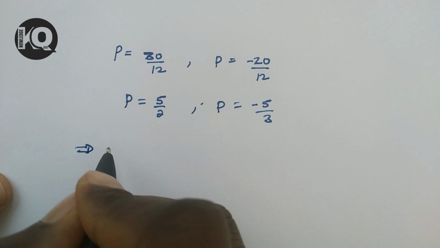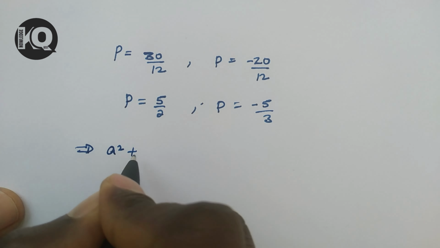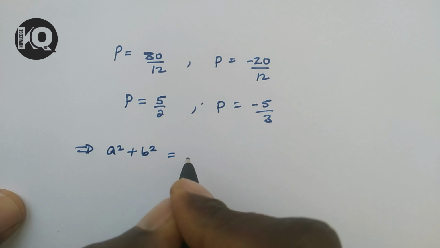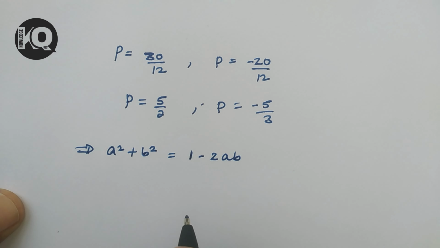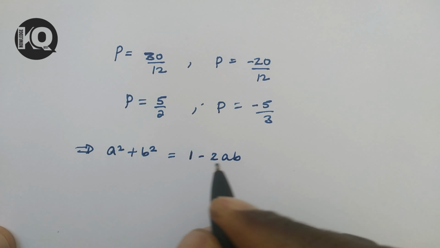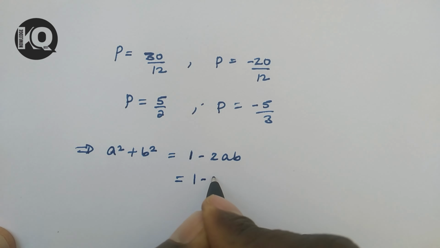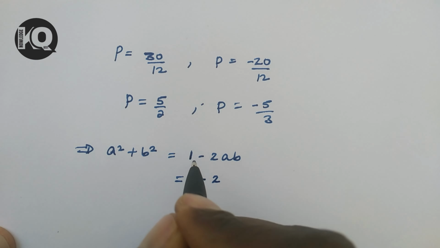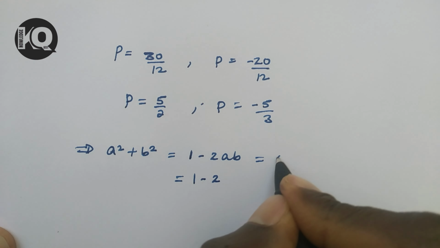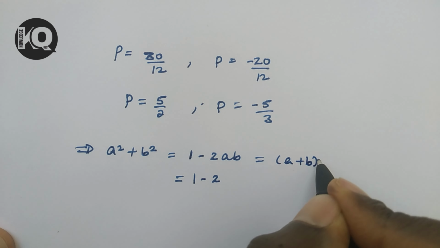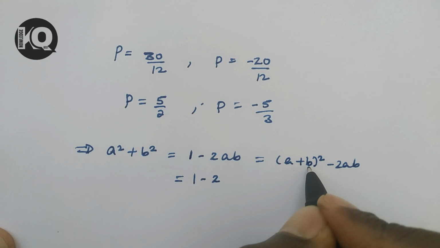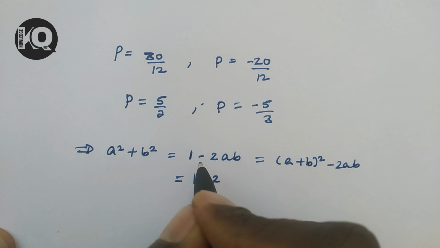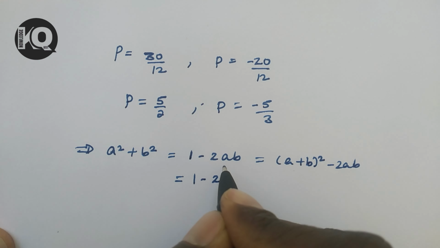We are asked to find the value of a squared plus b squared, which is equal to 1 minus 2 times ab. So this is equal to 1 minus 2 times ab, which is equivalent to a plus b squared minus 2 times ab, but this a plus b is 1, so 1 squared will be 1, so 1 minus 2 times ab, and this ab is equal to p.